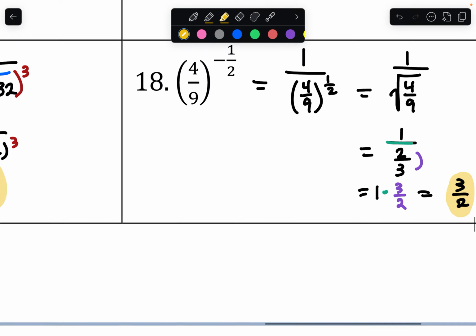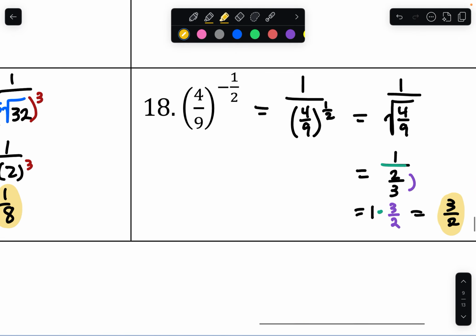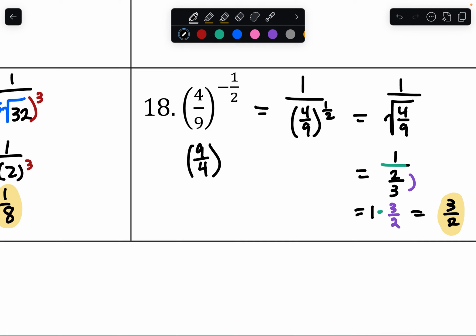Another thing that we could have done is when you see a negative exponent, that also means reciprocal. So instead of writing it as a triple layer fraction from the beginning, you could actually just flip the fraction inside a negative exponent and then change the exponent to positive. That's another trick, and then it would have been a lot more straightforward to give us that 3/2. So either way you look at it, same answer.